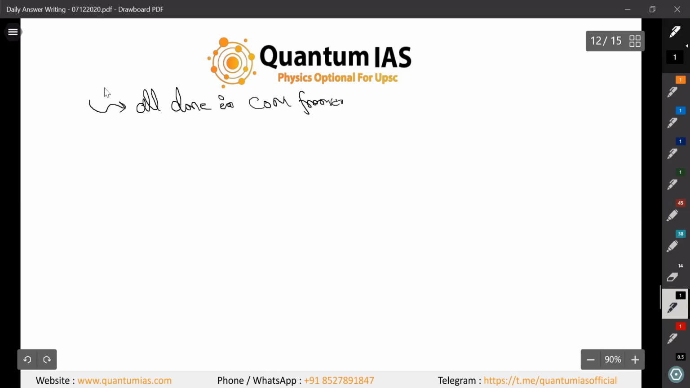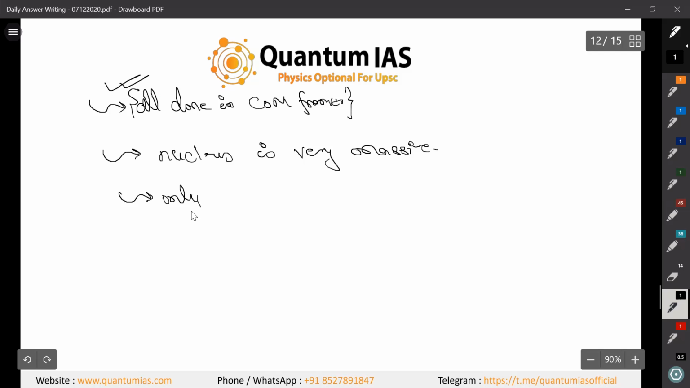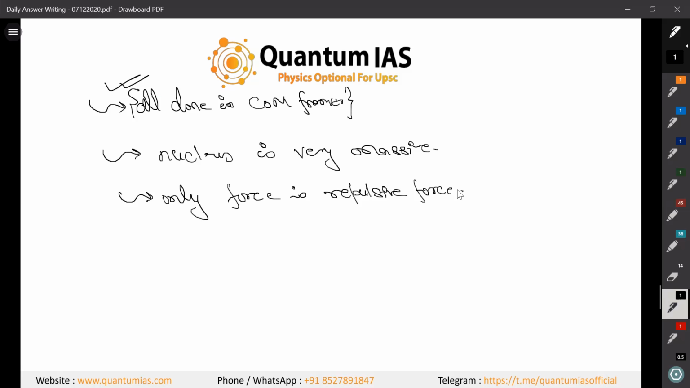Right. This is not an assumption. You can add this value, but you can say it's not an assumption. That's additional information that you can write there. Okay. Also, what we have taken is that the nucleus is very massive, right, as compared to the alpha particle. So nucleus is very massive, and the only force is the repulsive force. That is the Coulombic repulsive force, right? So we have come to the end of this question, and we can write these in conclusion, right?